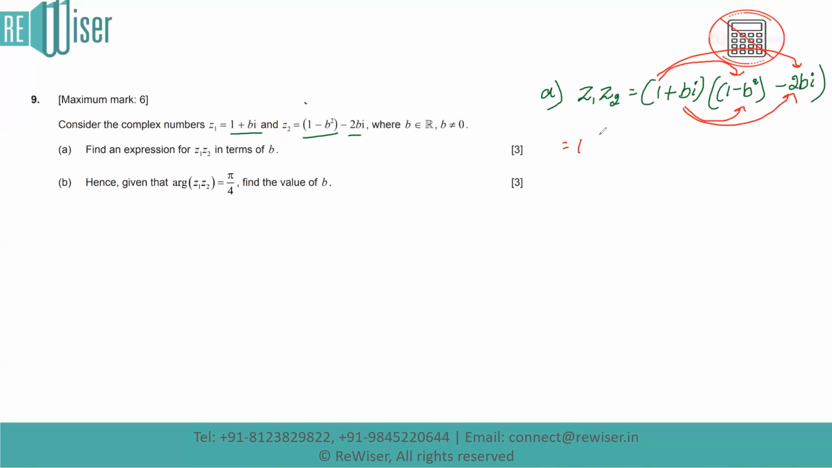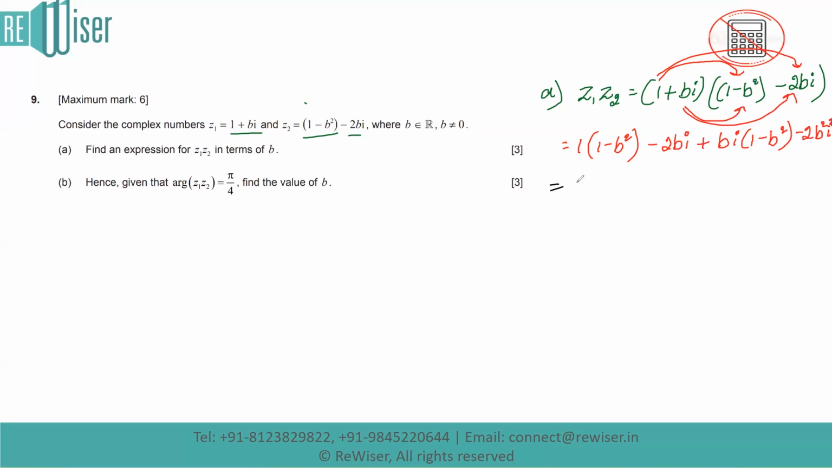So it's going to be 1 times 1 minus b square, then minus 1 times 2bi, which is just 2bi, then plus bi times 1 minus b square, and bi times this one has to be minus 2b square i square. This is what I'll be having. And we should know the value of i square is going to be just minus 1.